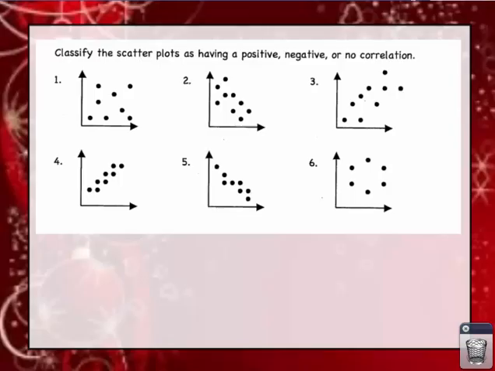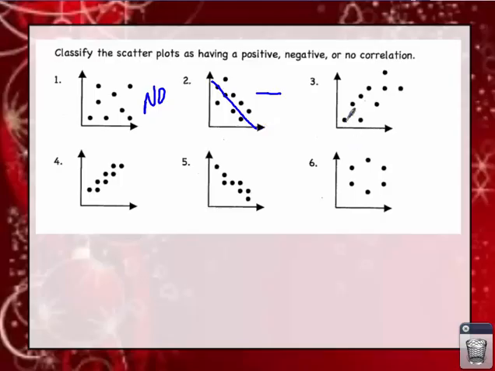Number 1. Well, in this one, it looks like the dots are all over the place. This one is no correlation. Number 2, it appears that our dots are kind of going downhill, so this would be a negative correlation. It would be not real strong, but not real weak either.